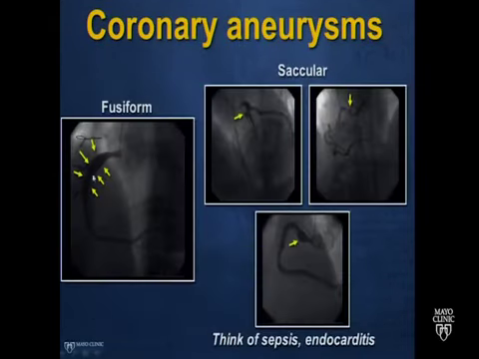Here's some examples of aneurysms. This is a fusiform aneurysm of the right coronary artery. Here's some saccular aneurysms of the LAD, and here the proximal right. If you see a saccular aneurysm, think of sepsis and think of endocarditis in your management.